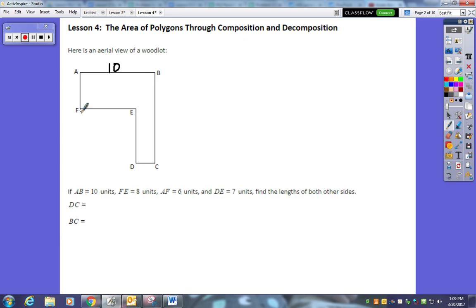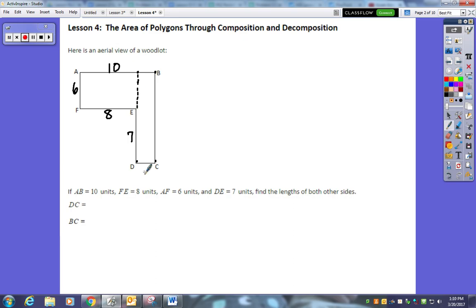FE is 8 units, so from here to here, that's 8. AF, this side right here, is 6. And DE, right here, is 7. They want us to find DC and then BC. So if we look, DC is a small little section right here to here. It would also be the same as here to here, just if we were to kind of make this into a rectangle with an invisible line, the opposite sides would be equal.